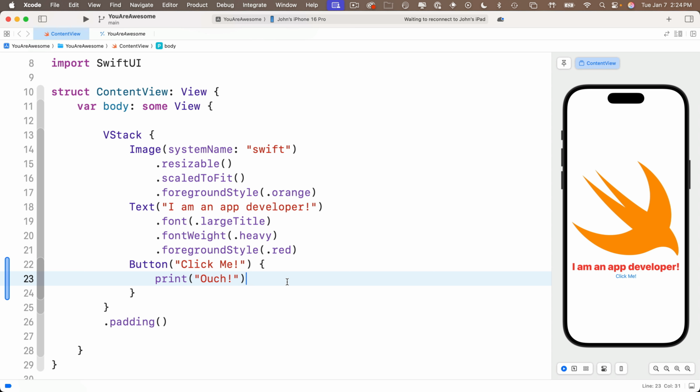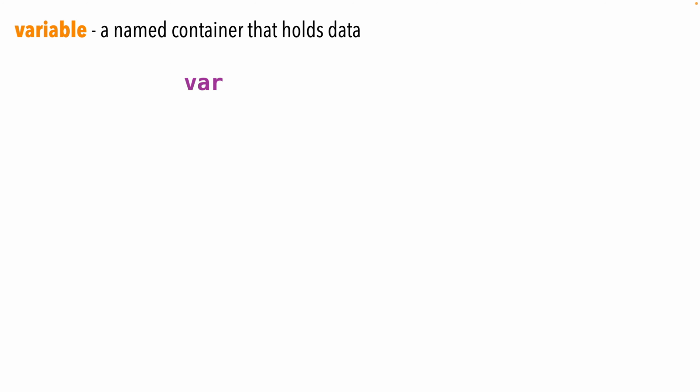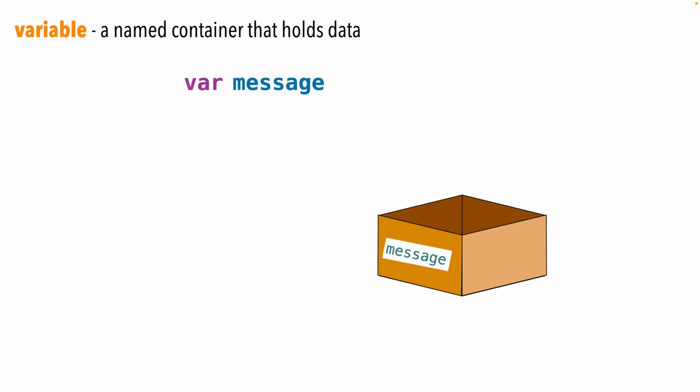So, in programming, a variable is just a named container that holds data. In Swift, we first have to create the container. We create the variable, and we do this by declaring the variable, using the var statement, var. Now we follow the keyword var with the variable's name. The convention in Swift is to use lower camel case to name variables.